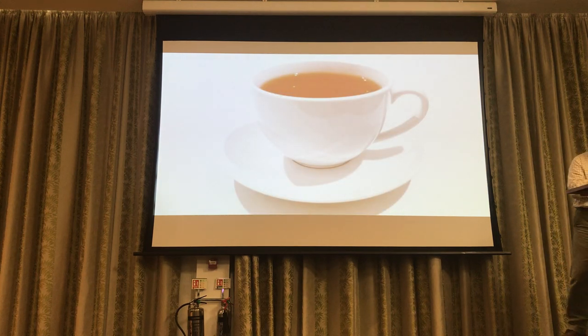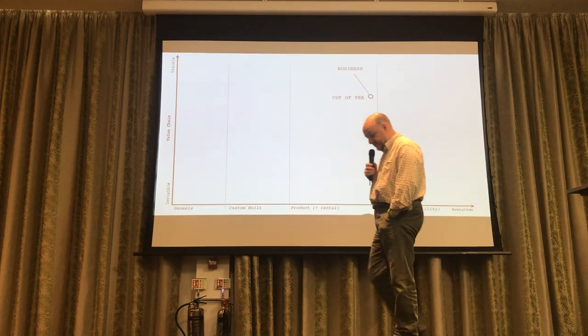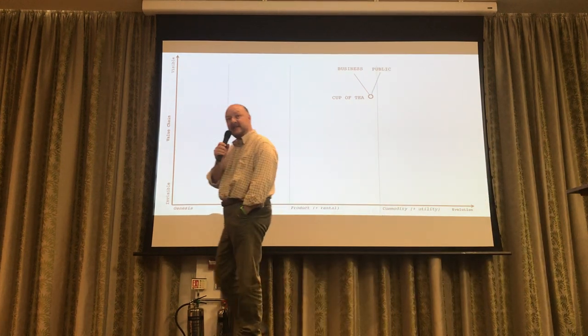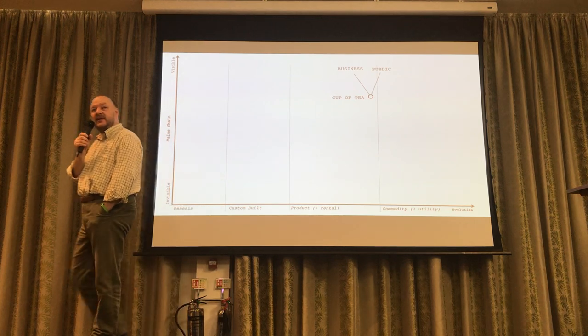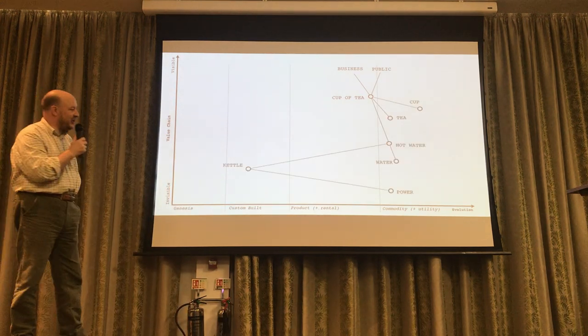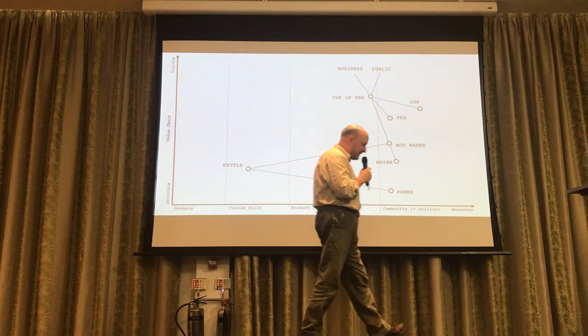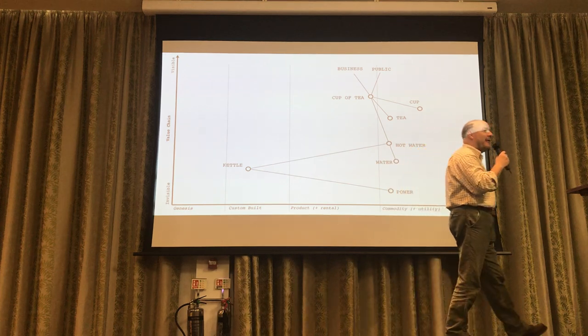I'm going to use a cup of tea. A business wants to sell cups of tea. It hopes the public has a need for cups of tea. Now, a cup of tea itself has needs. It needs cups, it needs tea, it needs hot water. And hot water needs cold water, and hot water needs a kettle. And a kettle needs power.